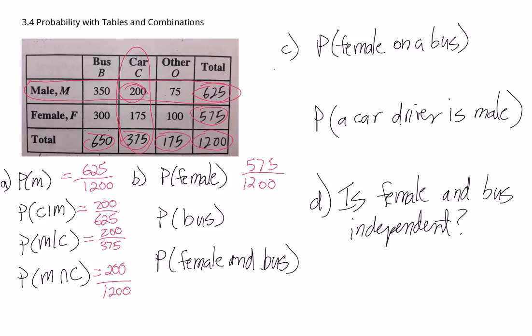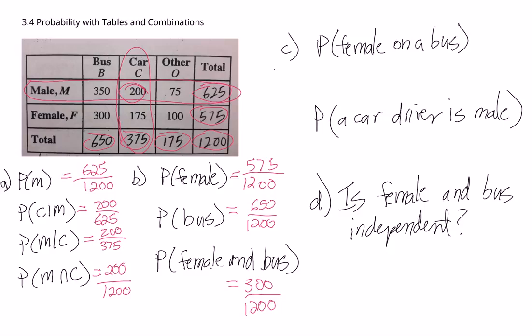The next one is, what's the probability that someone drives or rides the bus to school? So our total bus kids are 650 out of the 1200. And what's the probability that it's a female and on the bus? So that would be 300 females are on a bus out of the 1200. So whether it's in words or symbols, they both mean the same thing.